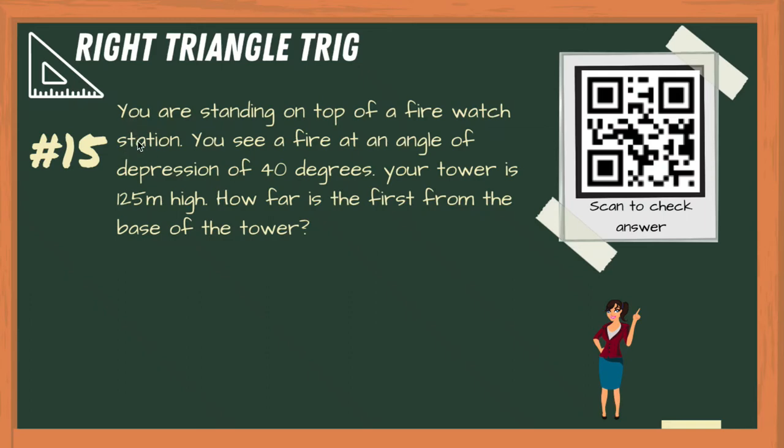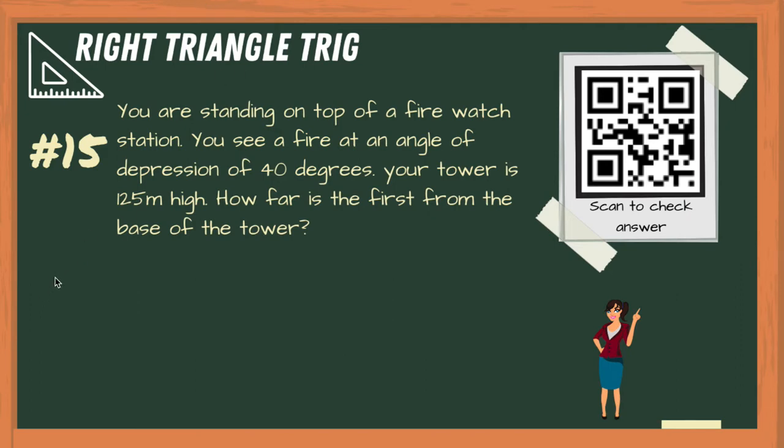For this word problem, it's going to be important that we draw a picture of what is happening in the problem so we can decide how we need to solve it. So for this one, it says you're standing on top of a fire watch station. You see a fire at an angle of depression of 40 degrees.